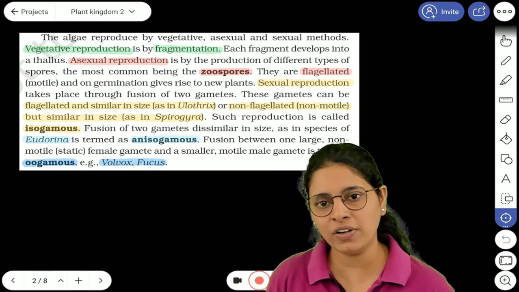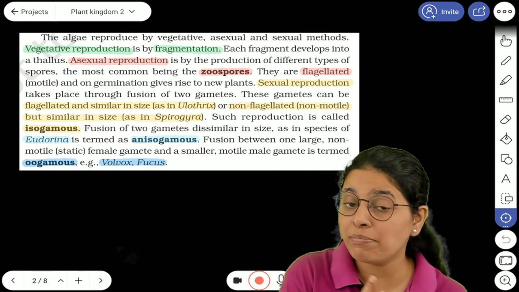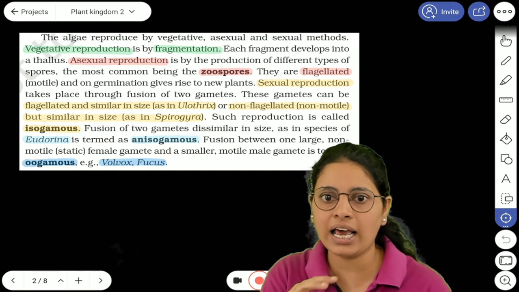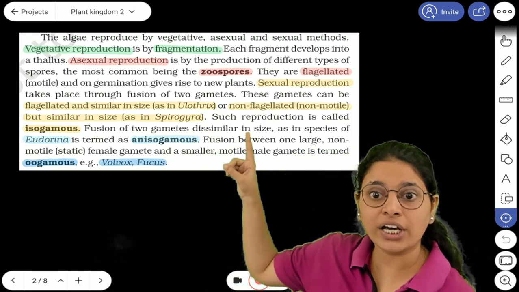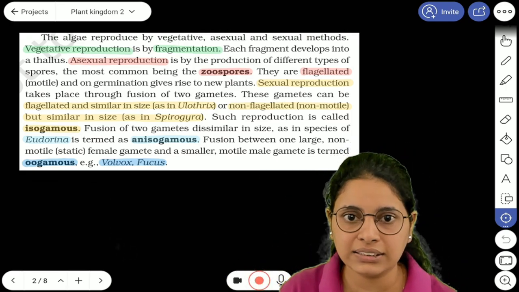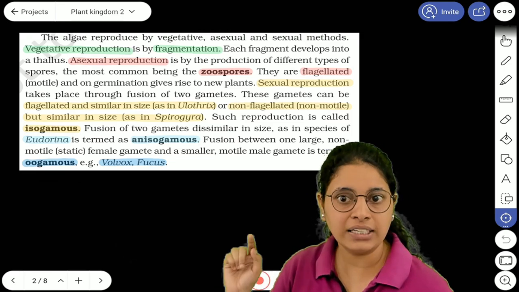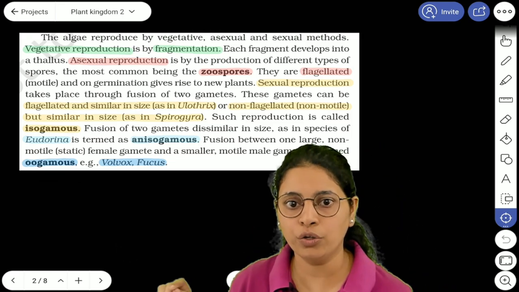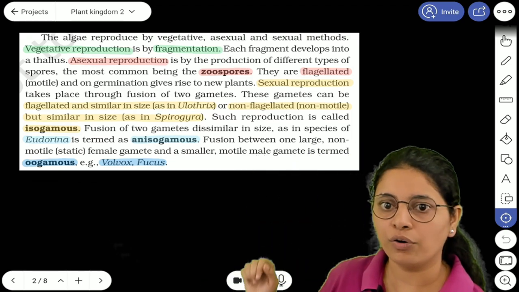Anisogamous. If isogamous reproduction involves similar-sized gametes, then anisogamous will be the opposite. Fusion of two gametes which are dissimilar in size is anisogamy. The example we have to know is Eudorina. Very important example, Eudorina.